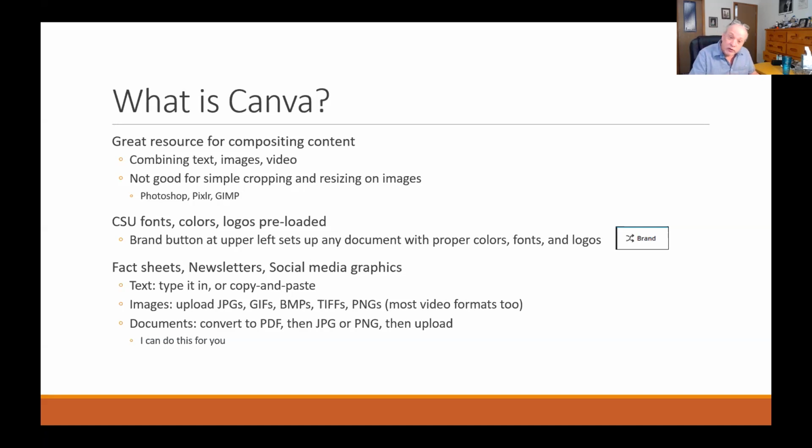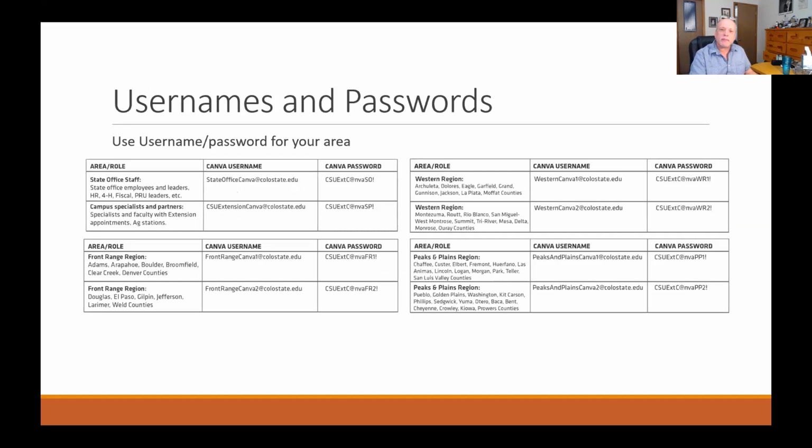For Microsoft Office documents, the best way to work with those or with sections of those is to convert them to PDF, then to JPEG or PNG, and then upload them into Canva, because Canva will not take those Microsoft Office documents in and of themselves. You've got to convert to PDF first and then to JPEG. I'm more than happy to do this for you, and it's fairly quick work for me, so feel free to ask. I'll keep going.